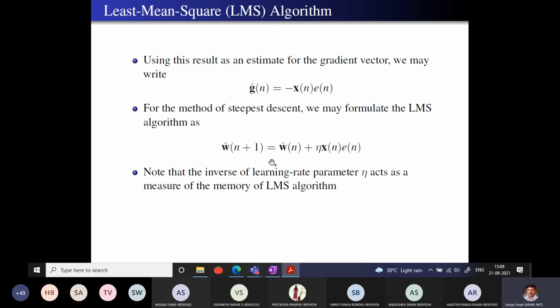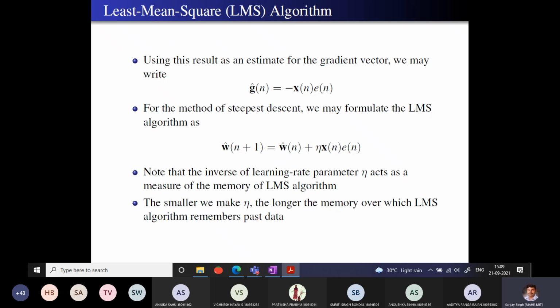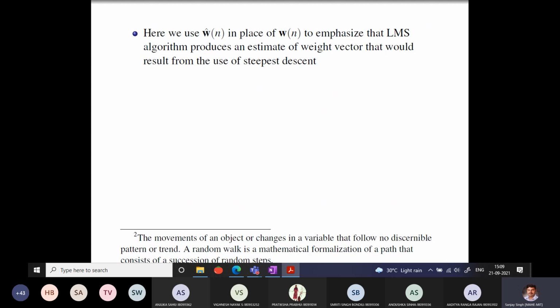Note that here the inverse of this learning parameter eta acts as a measure of the memory of the LMS algorithm. What does memory mean? The smaller the value of eta, the longer the memory over which the LMS algorithm remembers past data. That means it remembers a lot of past data. Now here we use w-hat(n) in place of w(n) to emphasize that the LMS algorithm produces an estimate of the weight vector that would result from the use of steepest descent. Just to differentiate, because we have used Newton's method also. We have used here particularly gradient descent.